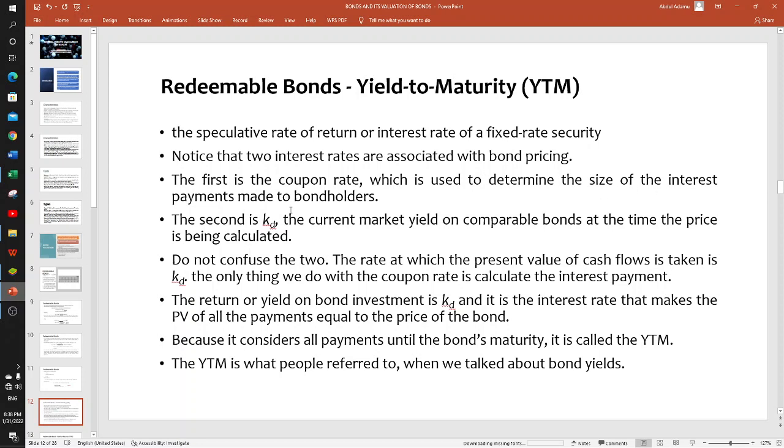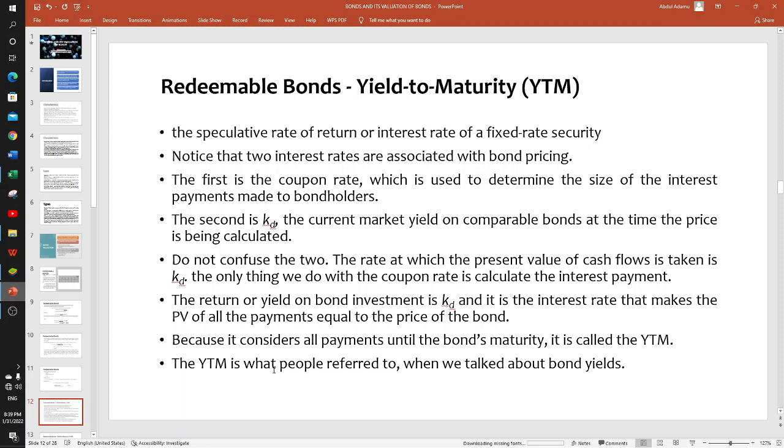Now the second is the cost of debt, which is the required rate of return. That is what the market is giving on a comparable bond at the time the price is calculated. So don't confuse these two. The rate at which the present value of cash flow is taken is KD. The only thing we do with the coupon rate is to calculate the interest payment. The return or yield on a bond investment is KD, and it is the interest rate that makes the present value of all payments equal to the bond price. Because it considers all payments until the bond matures, it is called yield to maturity. That is the required rate of return.